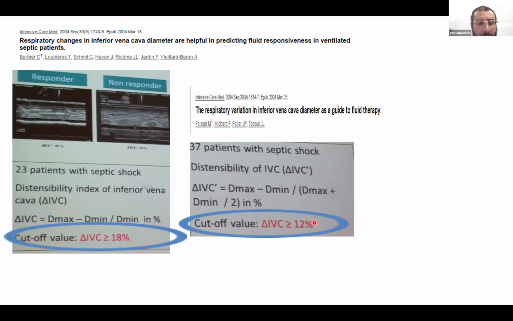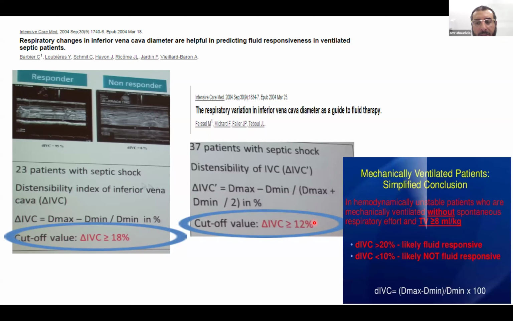Just to summarize this point, to get it easy: of course, for the patient on the ventilator to get an accurate reading, the same restrictions as for the PICO apply here. The patient should be well relaxed, on a tidal volume of more than 8, not spontaneously breathing. If you have an IVC variation of more than 20%, the patient is likely fluid responsive. If the IVC variation is very low, less than 10%, the patient likely will not be fluid responsive. And between 10 and 20, you will have a gray zone. You will not be sure whether the patient will respond or not.